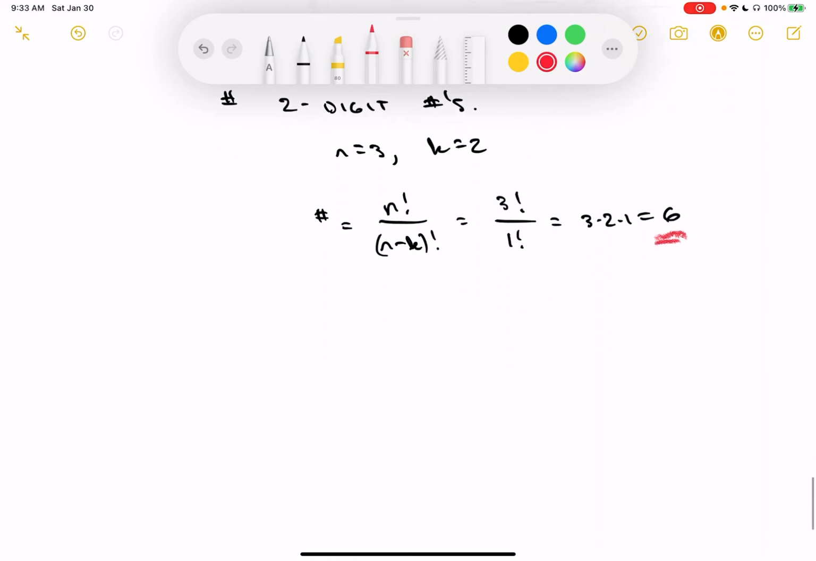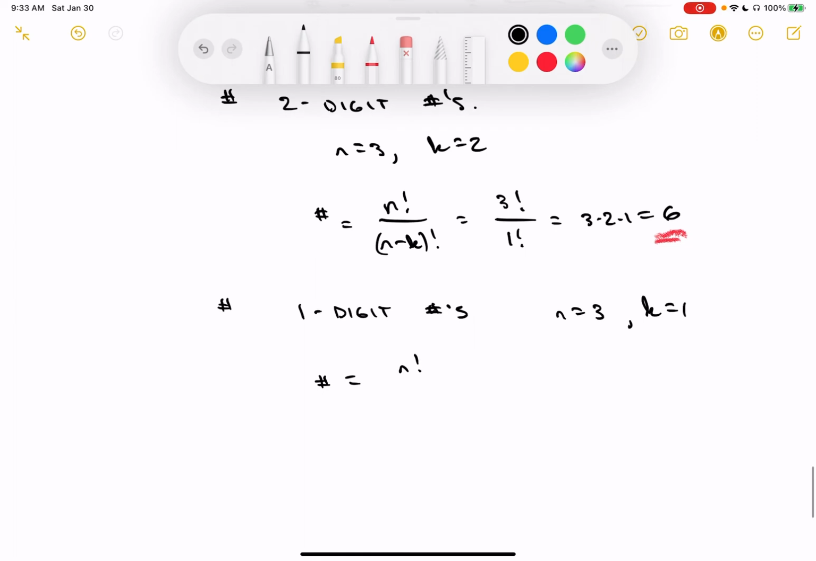We might try one more on this and just say, okay, let's really push it out here. What's the number of 1-digit numbers? Again, I think we could probably guess this, but if we just do it here, now we have our n still 3, but our k is equal to 1. So I can have n factorial over n minus k factorial. That's going to be 3 factorial over 3 minus 1, which is 2 factorial. That's going to be 3 times 2 factorial over 2 factorial.